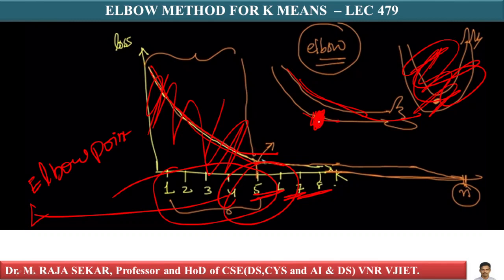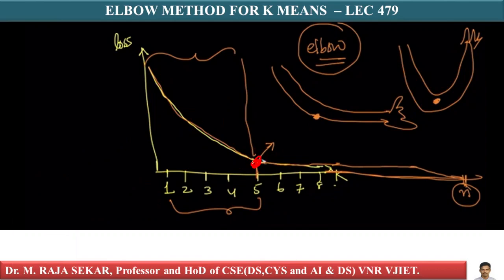If you observe here, the curvature or the rate of change suddenly changes here, isn't it? A sudden change in direction itself. You can take this as the elbow point. Which point can be treated as the elbow point? This point is the elbow point.